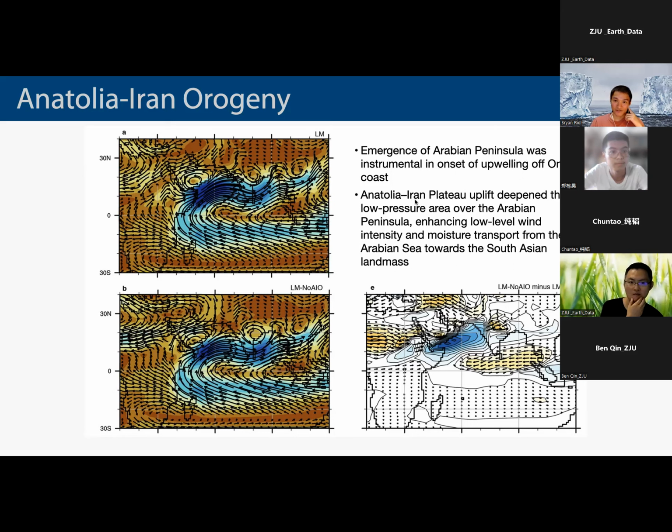And the Anatolia-Iran plateau uplift essentially deepened the low pressure area over the Arabian Peninsula, which then enhanced low-level wind intensity and moisture transport from the Arabian Sea towards the South Asian landmass. So a stronger low pressure area due to the presence of the Anatolia-Iran plateau, and that essentially just amplifies the wind intensity.